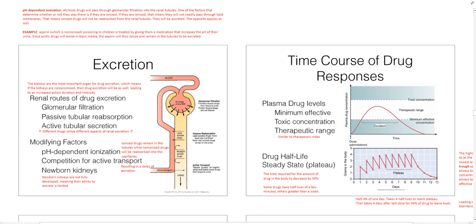Another modifying factor is active transport between the blood, the circulatory system, into the urine. So if there's a lot of competition for those active transports, then as these meds are coming down here and trying to get out, there may be too much competition and they miss their chance and they go back into the body and they cause more of an effect than they are meant to cause, because they're in there longer than they should be. Newborn kidneys are also going to be really immature, and so they're going to be very limited in their ability to excrete medications.